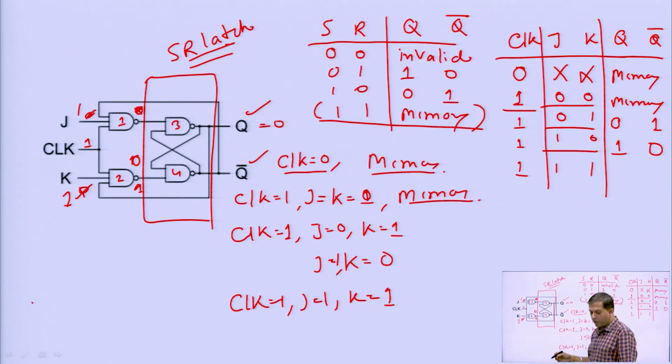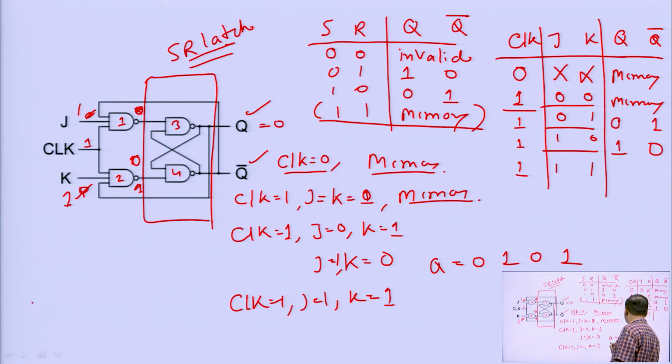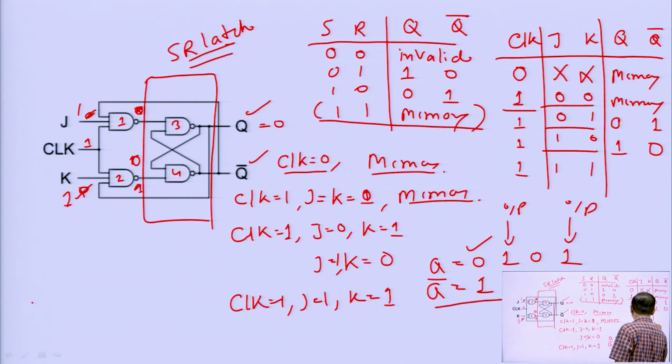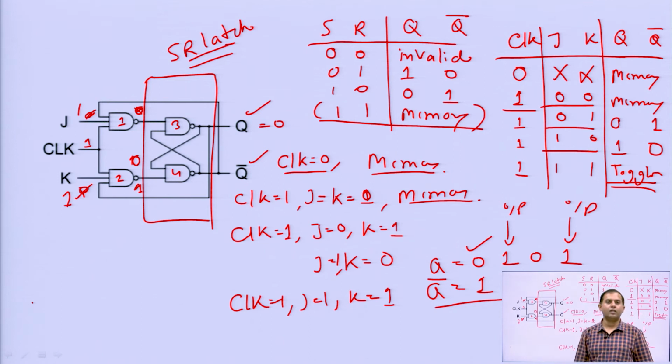So, the output will be considered like that, Q will be like this, 0 1 0, it will change like this, and Q bar will also be like this, 1 0 1 0. So, this will be the output. This fast changing is called toggling, and this is also called the race around condition. So, this is the main point, the toggling.